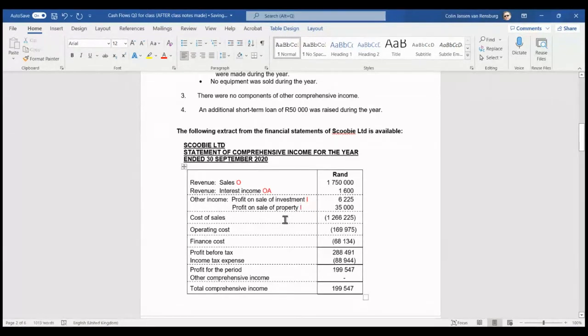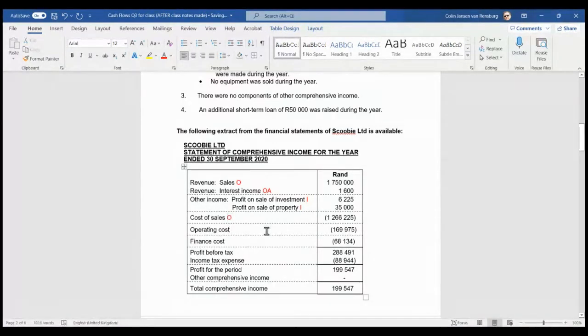Cost of sales, ladies and gentlemen, that will have to do with our dealings with our customers, right? And our suppliers for that matter. So what kind of an activity would that represent? Operations. Operations, thank you all, operations. So we are going to indicate that with an O, right? Operations.